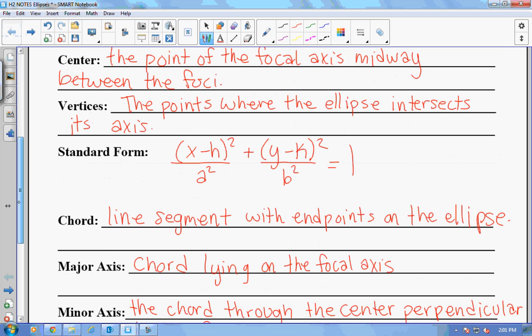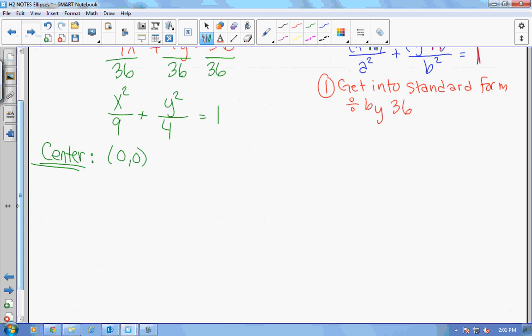What information do we know about vertices? Okay, and on our graphs over here, where did we get the vertices? I think we even labeled them something. On the first graph, we labeled it. It's an extension from the center to the vertices called what? Semi-minor or semi-major, and it has a label. Semi-major was A. Semi-minor was B. Okay? So, let's find our A's and B's.